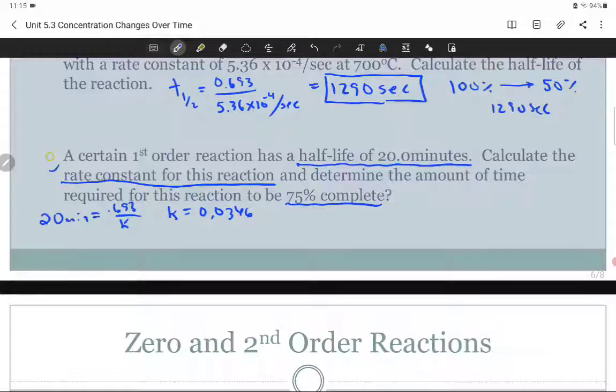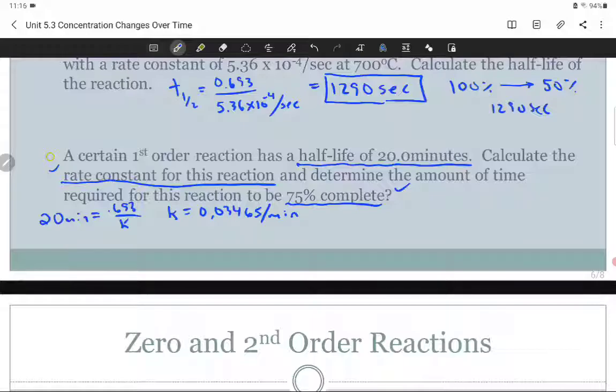So K in this case is going to be 0.0346, 4. And I am not rounding this because I'm not ultimately done with the question until I figure that out. So there's probably more digits after that, but this will at least give us enough that it's not going to impact our answer by rounding there.